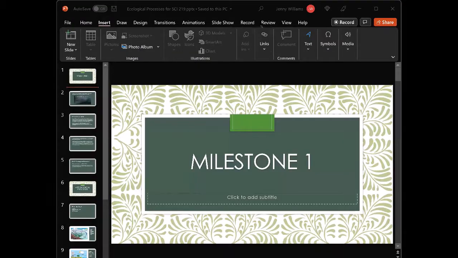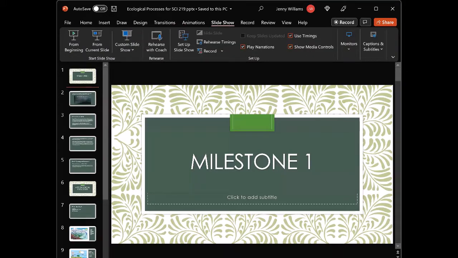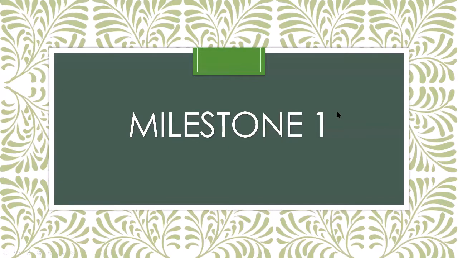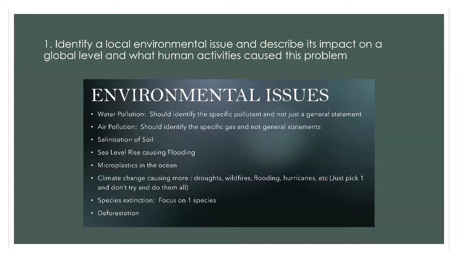All right, so we're going to view this slideshow. Here's Milestone 1. Like I said, in part 1, you're identifying a local environmental issue, describing its impact on a global level, and what human activities cause the problem. Here is a picture taken from the announcements where I give you a list of environmental issues that you could choose from and how you should do it.